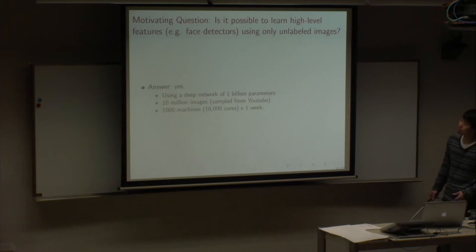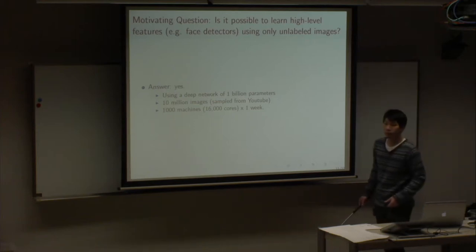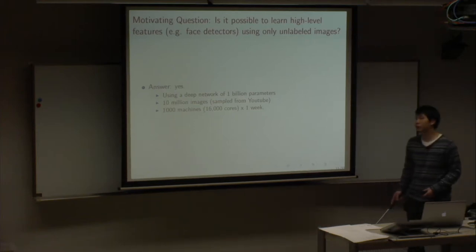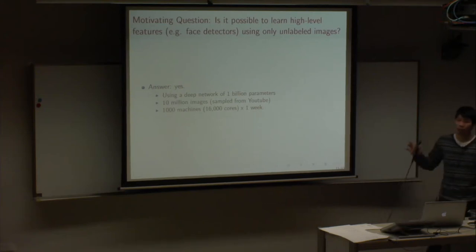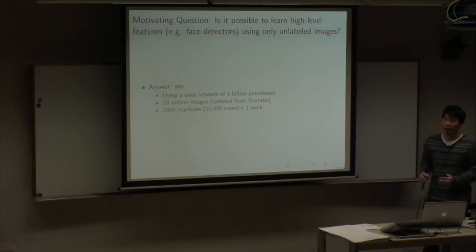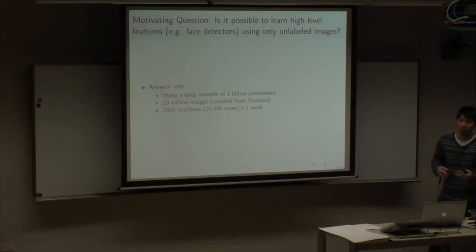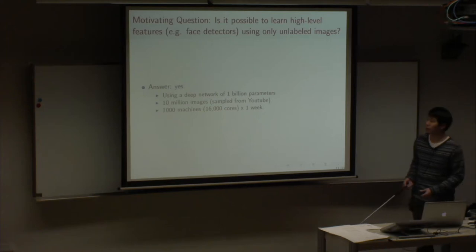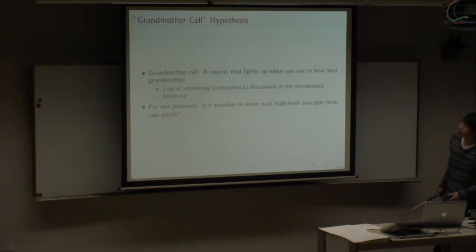Okay. Yeah. What's the meaning of the high level? So high level features. I'm using the word high level feature sort of in a fuzzy sense. So I'm not really defining what exactly is a high level feature. But you can think of it as something that's very abstract, something that is sort of semantically meaningful. So for the image perspective, it's something that's very far away from the pixel. Right. Okay, so let's talk about how they do it.